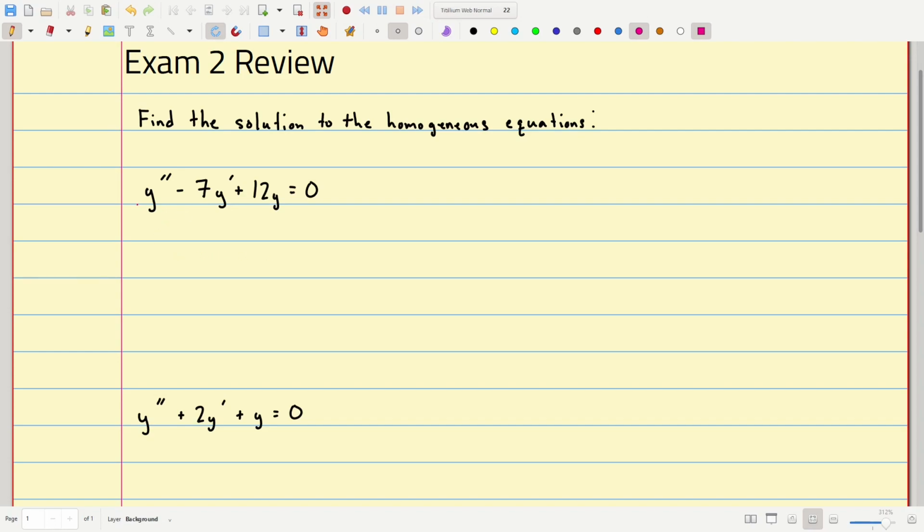The first thing that we want to do for any questions of this type, let's start with this example here, y double prime minus 7y prime plus 12y equals 0. We're going to be writing down the characteristic equation. And we note that the power of r is equal to the number of primes for each of our terms here. We want to see if we can factor this if possible, and if not, use the quadratic formula.